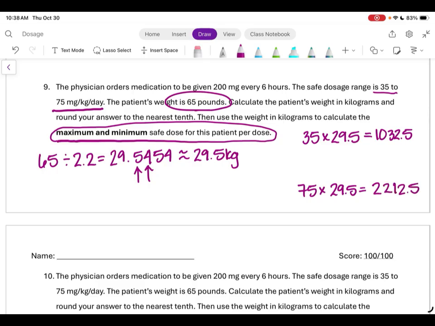Okay. So this is what I got, right? And it's still the milligrams per day, right? We haven't gotten to doing doses yet, right? So this is the minimum and maximum they can do per day, right? So how do we figure it out per dose?